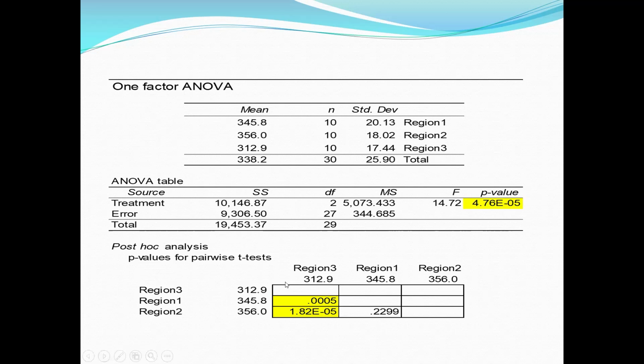Then region 3 and region 2. What is the p-value? The p-value is 1.82 E minus 05. You know how to interpret it. We have to shift the decimal point 5 places this side. So it is 0.0000182. That means the p-value is less than 0.05. We say the difference between region 3 and region 2 is also significant. It is applicable to the population also. So this is how the result will come. You have to understand it and interpret it.